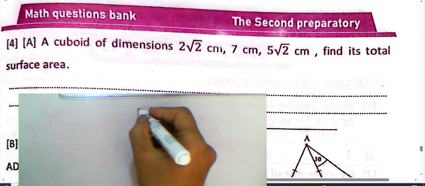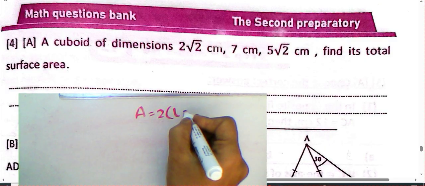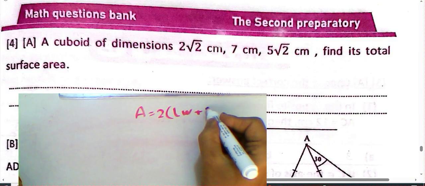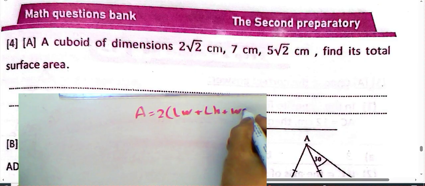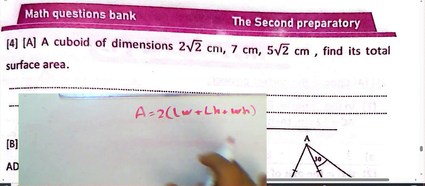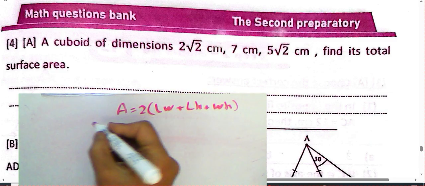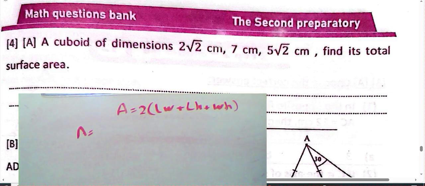then when you finish, you can find 2 multiplied by length times width, plus length times height, plus width times height. When you find the answer, the last solution is multiplied by 2. Okay, I will solve here.